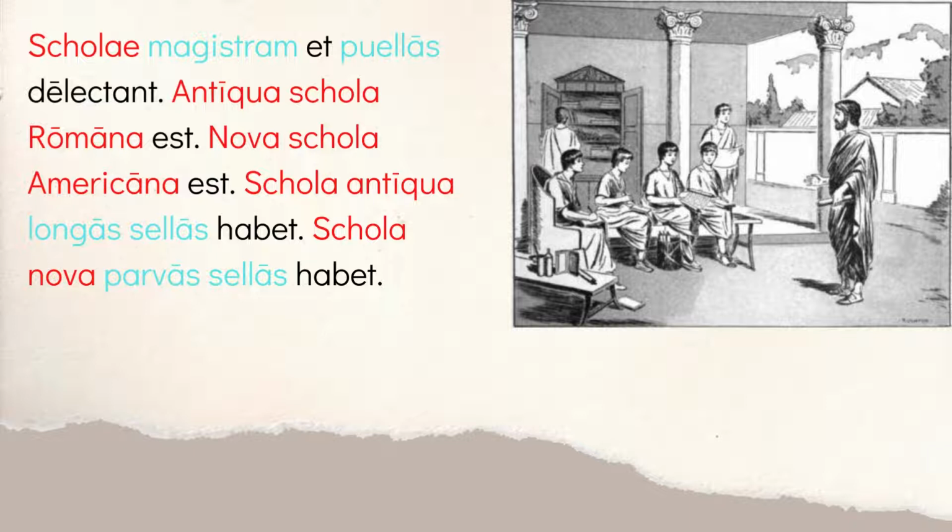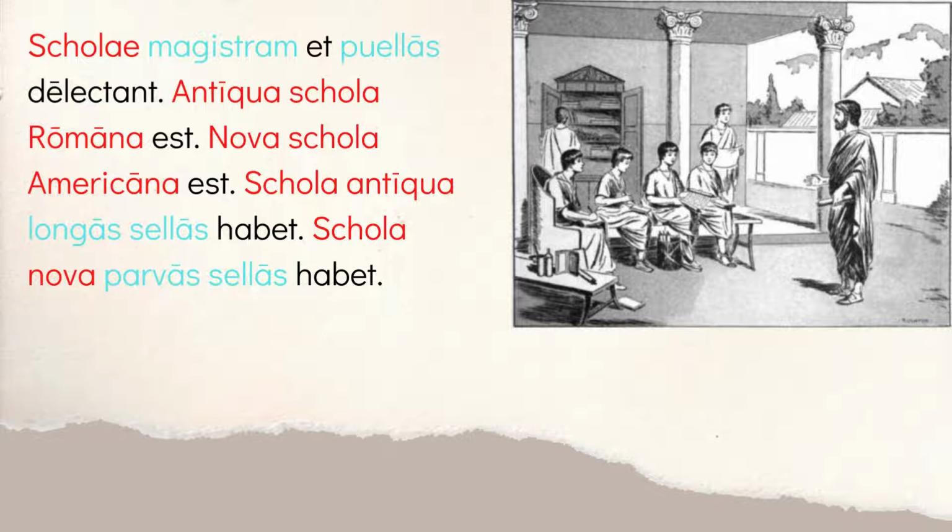You have Schola Antiqua, longa celas habet. So the ancient school, Antiqua Schola, it has, habet, longas cellas, right? Long chairs. And what it means by that is really a bench. So this is kind of the book's way of saying a bench. They call it a long chair. So longas cellas just means it has long chairs.